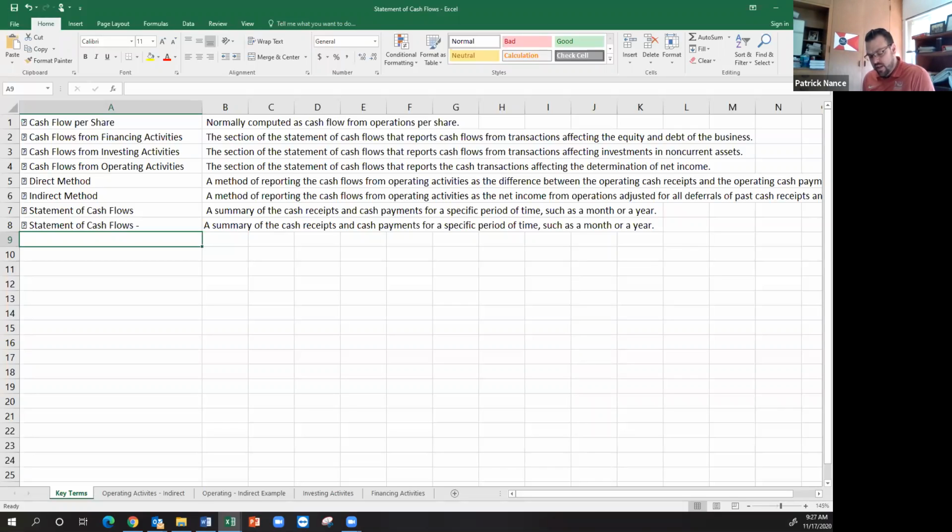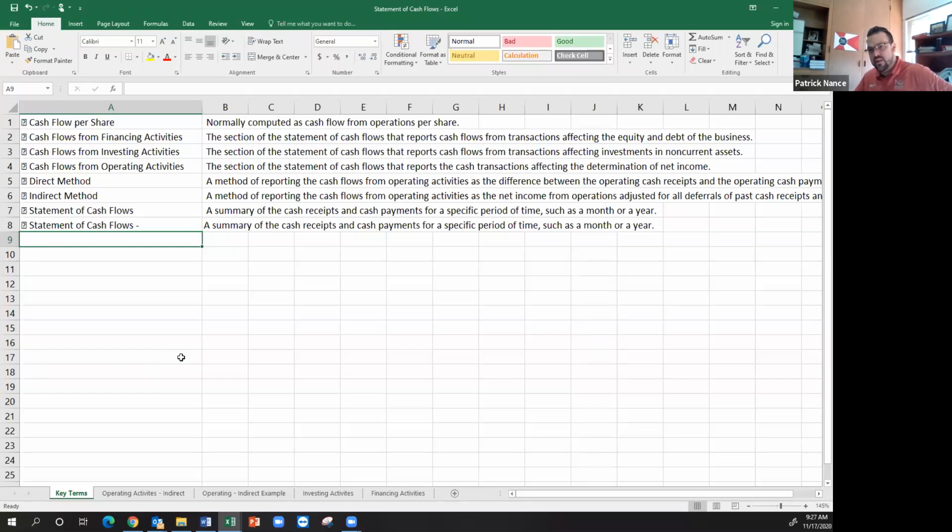It's separated into three categories. Cash flows from operating activities are the transactions that affect the net income of the company. Cash flows from investing activities are cash flows that affect the investments in non-current assets of the company, things like fixed assets, buildings, equipment. And then cash flows from financing, so debt and equity of the company. This would be stock transactions or debt transactions, large long-term liability transactions generally, things like bonds or, like I said, common stock or preferred stock.